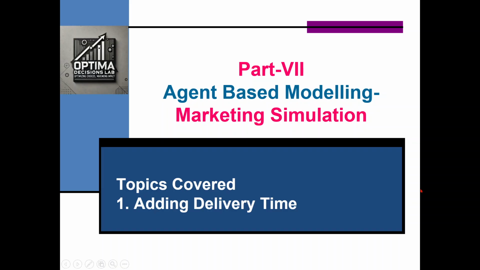So far we have assumed that our product is readily available. That's why the consumers were moving directly from the potential user state to the user state. And in this video we are going to make our model more realistic, and we are going to add another state between the potential user and the user state, and this state would reflect the effect of delivery time in our model.